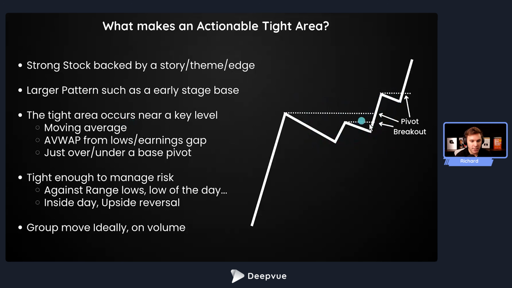And we want this tight area to occur near a key level. That could be the top of the base. That could be near a key moving average like the 21 EMA or 50 SMA. It could be the anchor VWAP from lows or a recent earnings gap, or it could just be just over or just under a base pivot as we have in this example. And we want to make sure that it's not just any old tight area. It's tight enough to manage risk against the range lows, low of the day, as I mentioned.